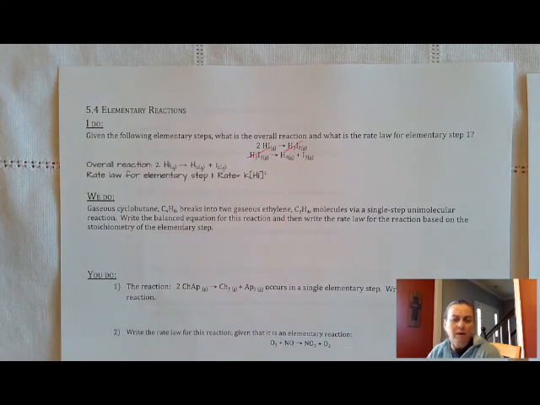Okay, so our next problem says gaseous cyclobutane breaks down into 2 gaseous ethylene molecules via a single step unimolecular reaction. So unimolecular means one molecule. We talk about unimolecular, bimolecular, and termolecular, meaning 3 molecule types of reactions. So this is telling you that we're just starting with one molecule. It asks us to write the balanced equation for the reaction and then write the rate law for the reaction based on the stoichiometry of the elementary step.